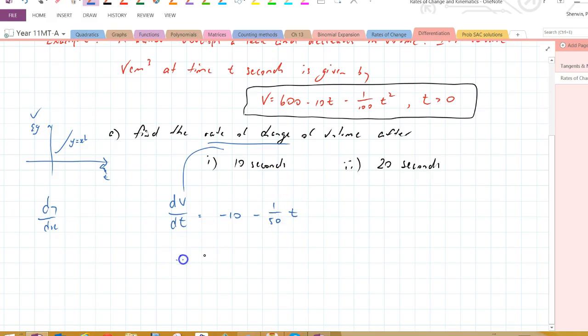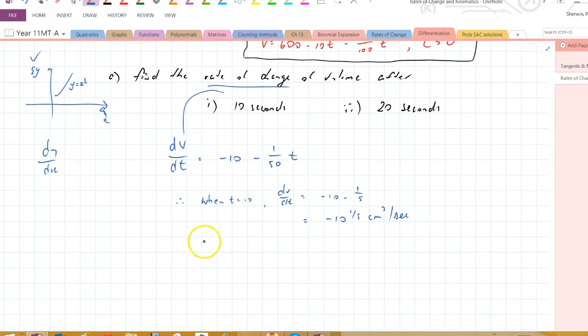So after 10 seconds, when t equals 10, the rate of change of volume is equal to minus 10 minus, put 10 in here, that's 10 over 50, or 1/5. So it's equal to minus 10 minus 1/5, or minus 10 and 1/5 centimeters cubed per second. And that's the rate of change after 10 seconds. After 20 seconds, we could do part 2. That's part 1. Part 2, when t equals 20, the rate of change of volume with respect to time is equal to minus 10 minus 20/50, which is 2/5, which is equal to minus 10 and 2/5 centimeters cubed per second.